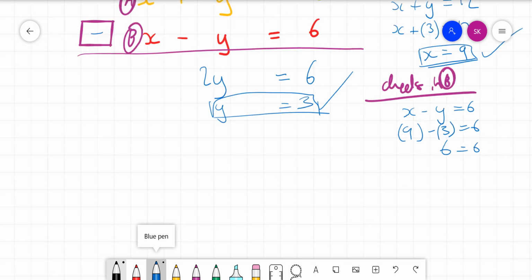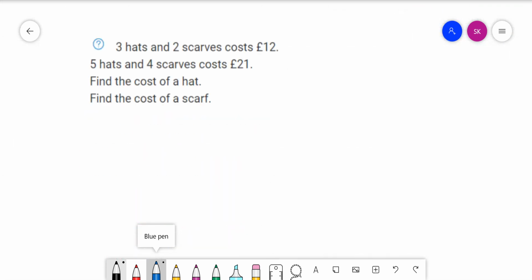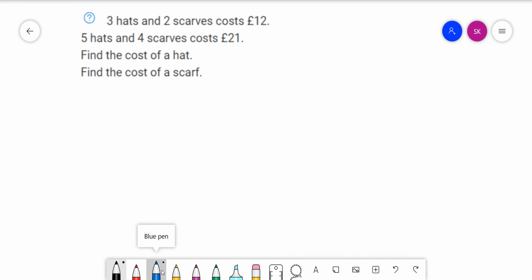Okay, so example 2. 3 hats and 2 scarves costs £12. 5 hats and 4 scarves costs £21. Find the cost of a hat and the cost of a scarf. Again, just like last time, I want you to pause the video and have a go at doing this on your own first. Press play when you're ready for me to go through to see if you're correct.